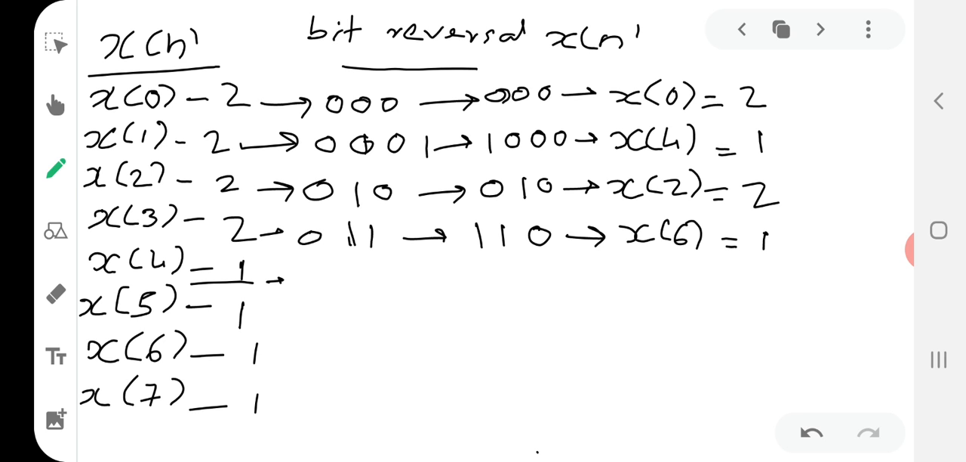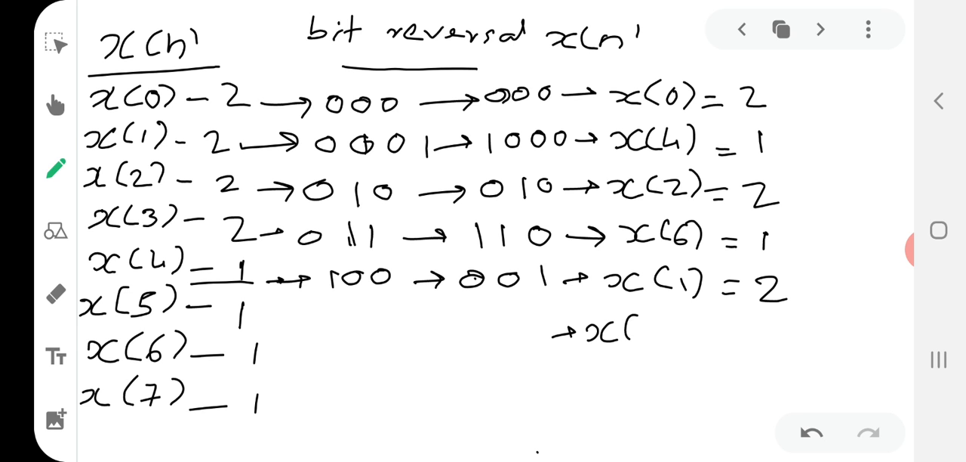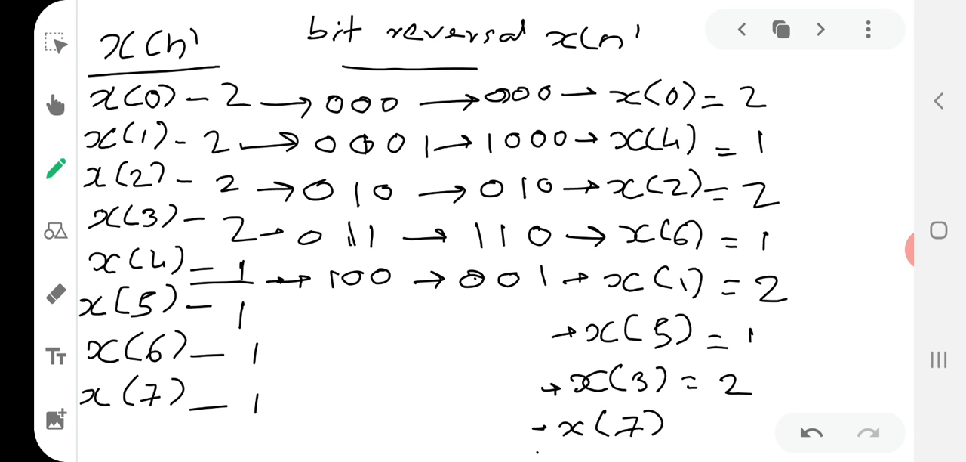Next is 4. How do we write 4? 4 is 1 0 0, and its bit reversal form 0 0 1 is equal to x of 1. The value of x of 1 is equal to 2. Then, like that, we get x of 5, which is equal to 1. Next we get x of 3, which is 2, and next we can write x of 7, which is equal to 1. Like that we can find the bit reversal form of the signals.